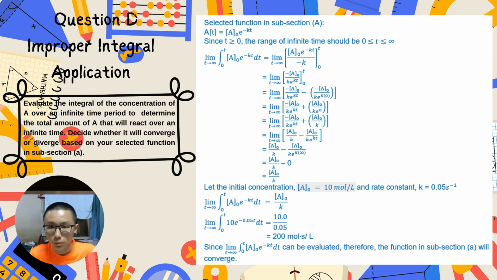So from here, a conclusion can be made. Since the limit of A naught times e to the power of negative kt, where t approaches infinity, can be evaluated, which is 200 mole times second divided by liter in this case, therefore the function in subsection A will converge.